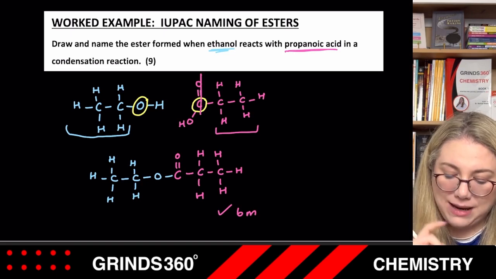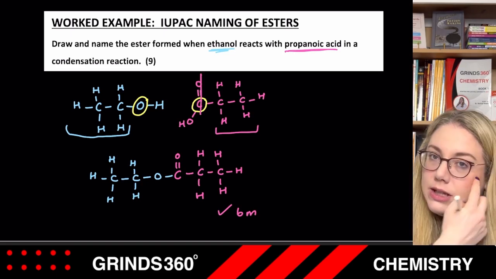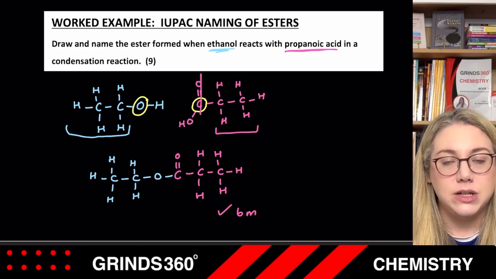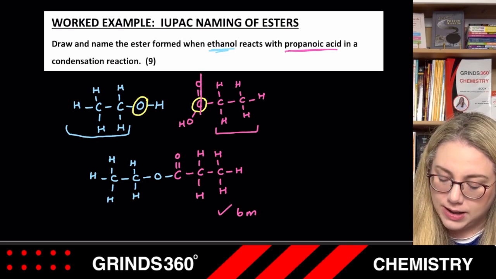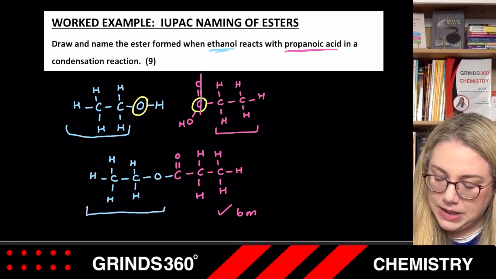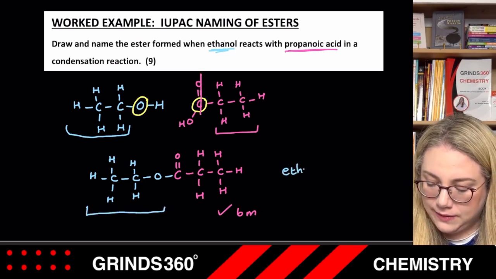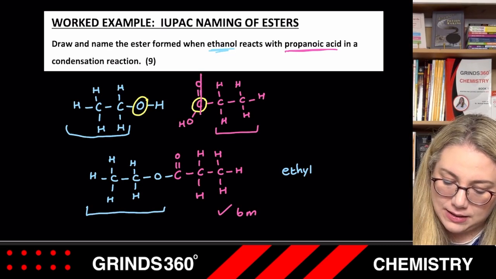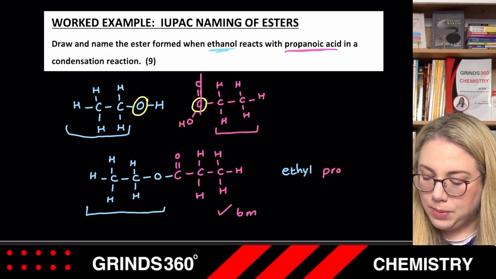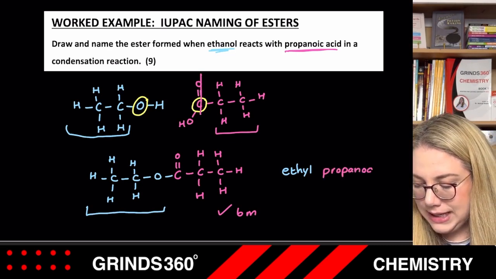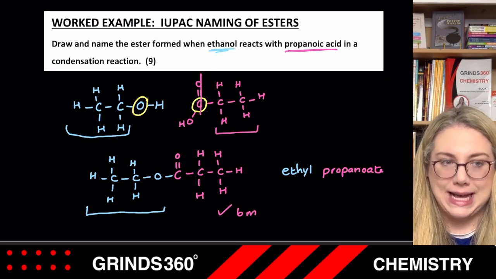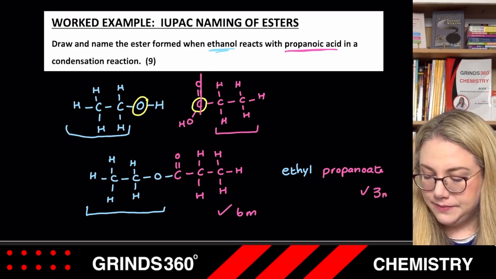Now we have to name it. And this is why I want it done in 2 different coloured pens, so it sticks out at you which part is the alcohol part. It's this bit here. So it will be ethyl from ethanol, and the last part of it will be propanoate from the propanoic acid, for 3 marks.